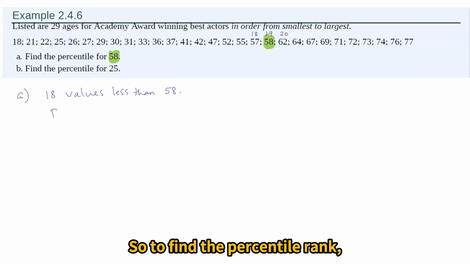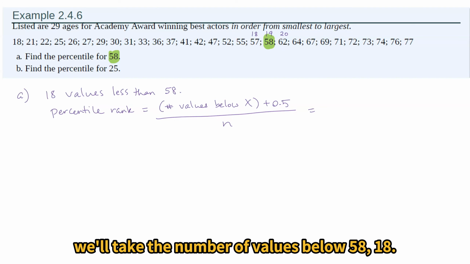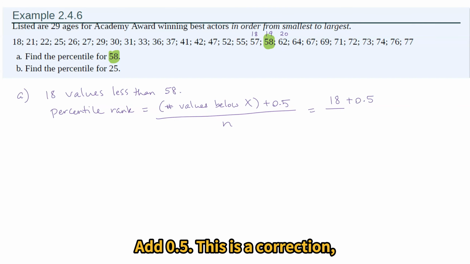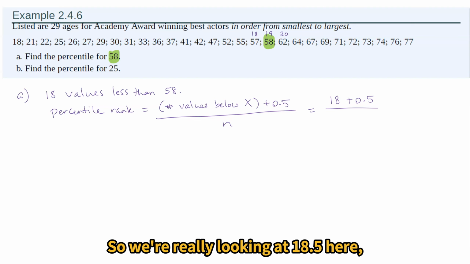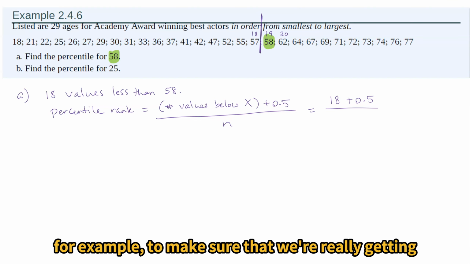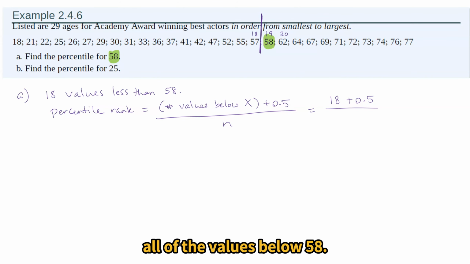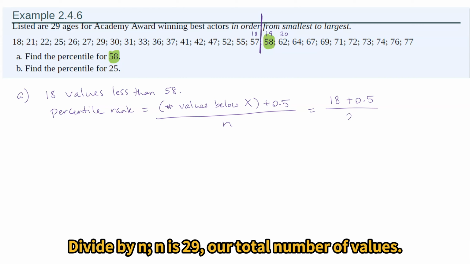So to find the percentile rank, we'll take the number of values below 58, 18, add 0.5. This is a continuity correction term in our formula. It helps us to get a more accurate value here. So we're really looking at 18.5 here, for example, to make sure that we're really getting all of the values below 58, divided by n, where n is 29, our total number of values.